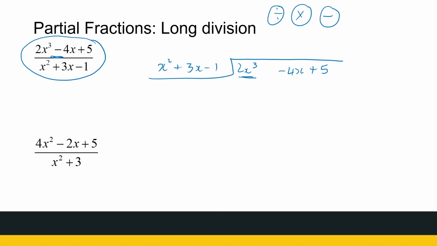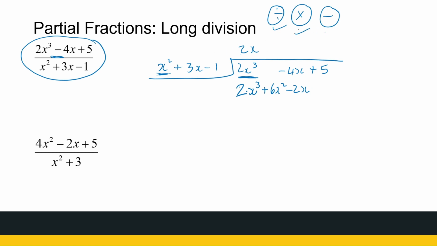2x cubed divided by x squared. So that's the first division, just the first term divided by the first term. And that gives you 2x. We've divided. Now we multiply. What do we multiply? Whatever I wrote down now, the 2x, I multiply with everything over here. So it's going to be 2x times x squared is 2x cubed. 3x times 2x is 6x squared. Minus 1 times 2x is minus 2x. I've done my multiplication.